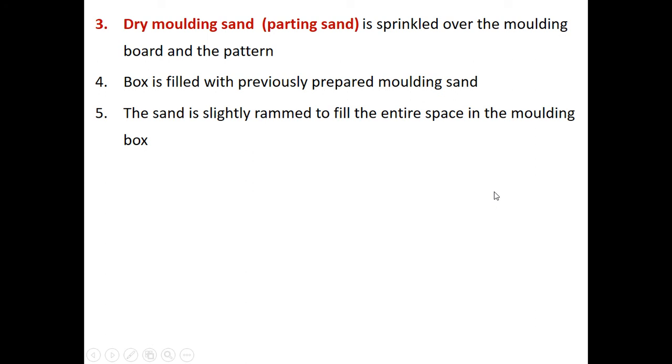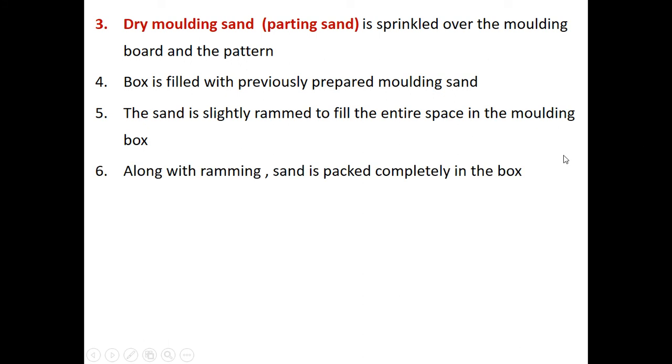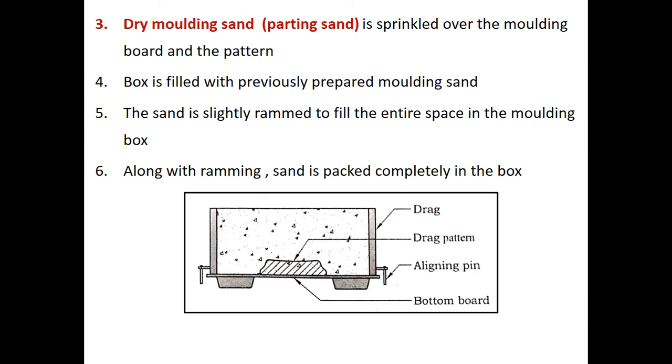Then what you will do next? The sand is slightly rammed to fill the entire space in the molding box. Ramming. Along with ramming, the sand is packed completely in the box. So that is what you can see. This is the pattern, and you can see that the sand is filled completely and rammed. Now the excess sand is removed by scraping with a flat bar. You know that. Okay.